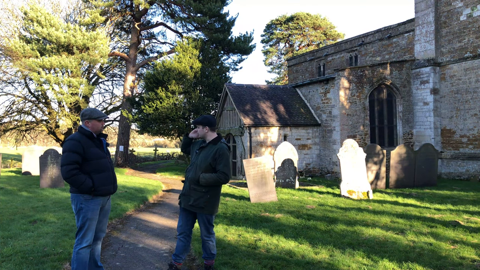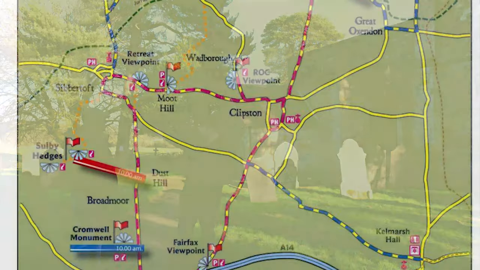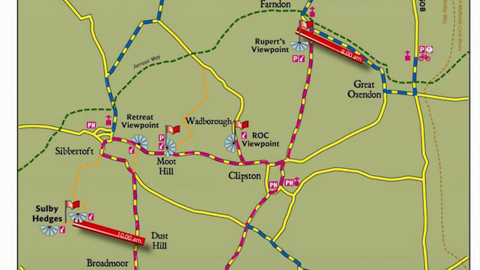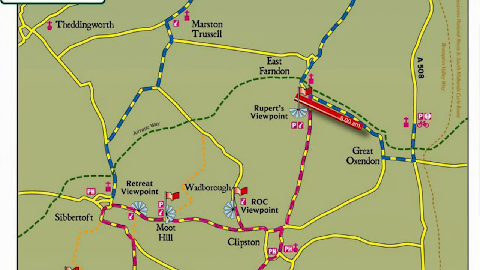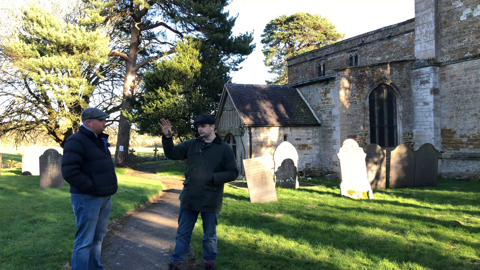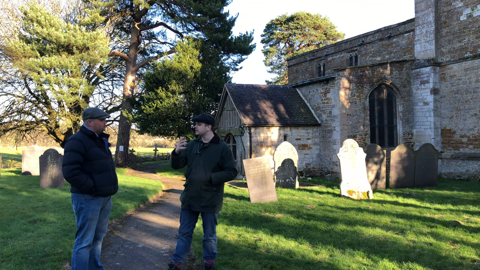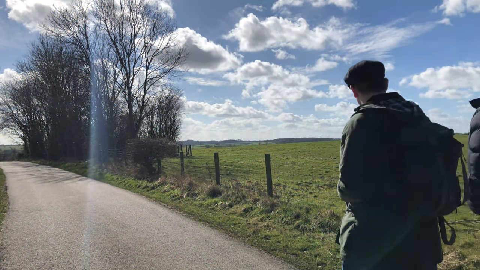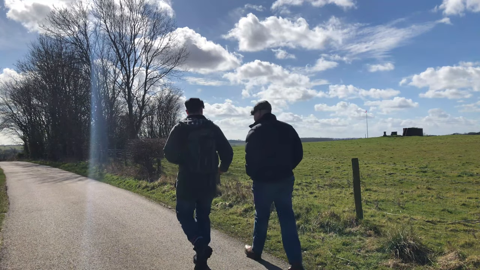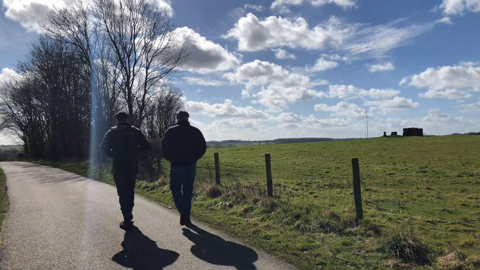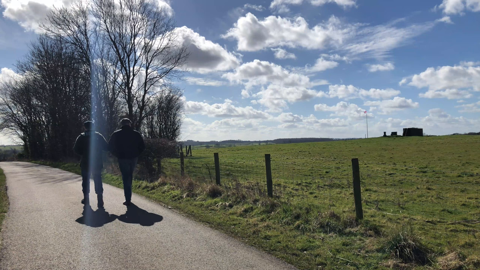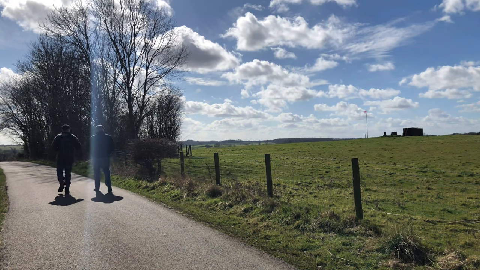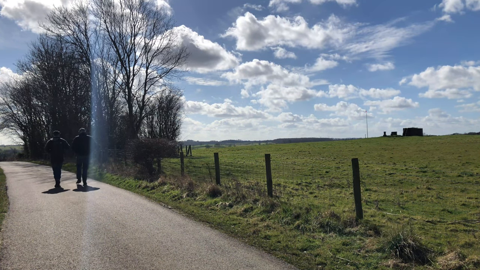So that kind of eastern corridor away from the battlefield was very much closed for the Royalists, so they had to head north, and they headed all the way back up from Marston Trussell back to where they started the day at Market Harborough. Leaving Marston Trussell, we make the short journey to what is known as the ROC viewpoint. From here, we are afforded a strong vantage point in which to better understand the outcome and legacy of the battle.